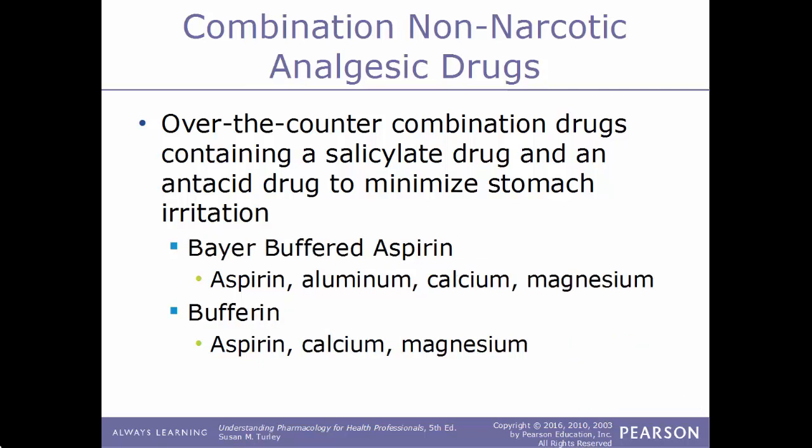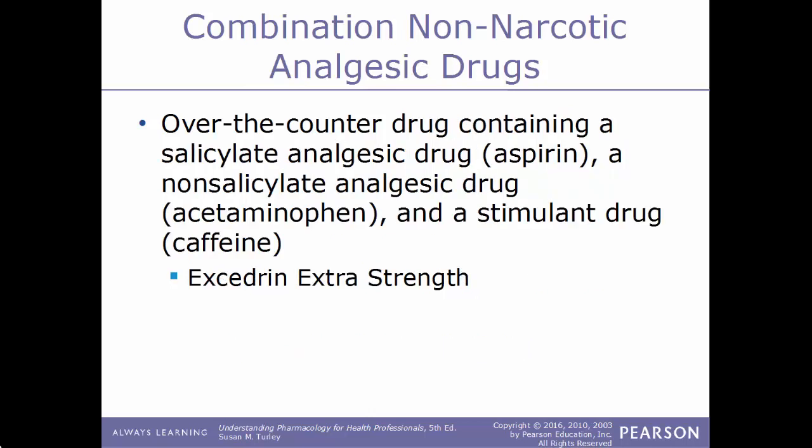Some other examples of this combination type: Bayer buffered aspirin, which is a combination of aspirin, aluminum, calcium, and magnesium. Bufferin, which is a combination of aspirin plus calcium and magnesium. Another possible combination you might find is a salicylate analgesic drug like aspirin, a non-salicylate analgesic drug like acetaminophen, and a stimulant drug like caffeine. An example of that would be Excedrin Extra Strength.